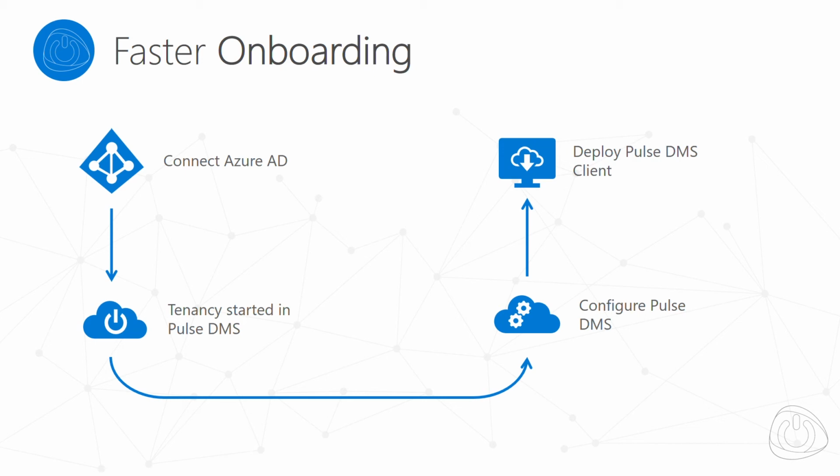The customer's tenancy is then powered on and they are ready to start configuring their management and security settings, applications to deploy, and apps they'd like to publish in the user self-service portal. These settings can be administered from either the new web portal for advanced operators, or the Config Manager console. From there, the Pulse DMS client is deployed to end devices via a multitude of different options, with the device onboarding directly to the service and ready to be managed anywhere.